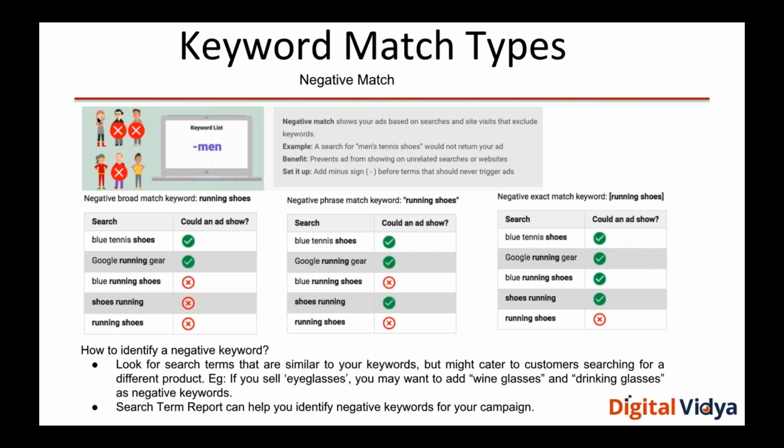So if somebody searches for blue running shoes, no. Shoes running, no. Running shoes, no. It won't trigger because both the words which are part of the broad match negative are part of the query. But the moment somebody searches blue tennis shoe, where the word running is missing, it can still show because both the words are not present simultaneously. Are you clear about this?